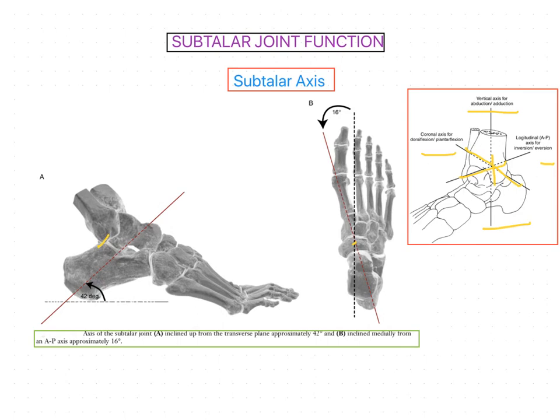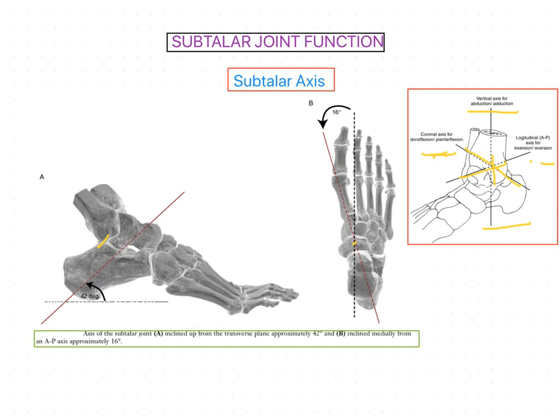Although we know dorsiflexion and plantar flexion take place on the coronal axis, inversion and eversion on the longitudinal axis, and abduction and adduction along the vertical axis, in the case of supination you should understand that these three motions are not taking place separately. All three are involved in causing supination and pronation. That is the triplanar motion.